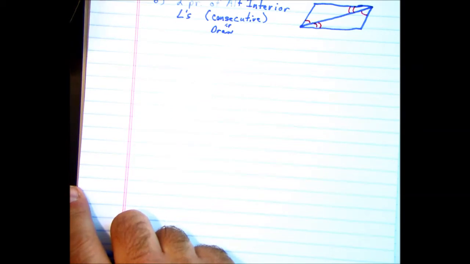I'm going to have, now that is not bisected. Okay, that is not bisected. But these are considered alternate interior angles. And that's because they make the letter Z. Now watch. There's one. Okay. Here's the other.